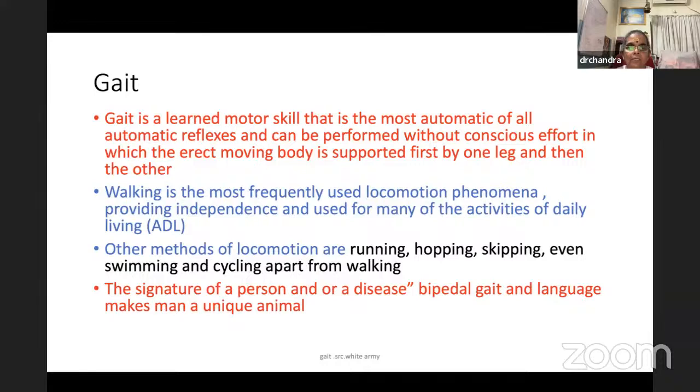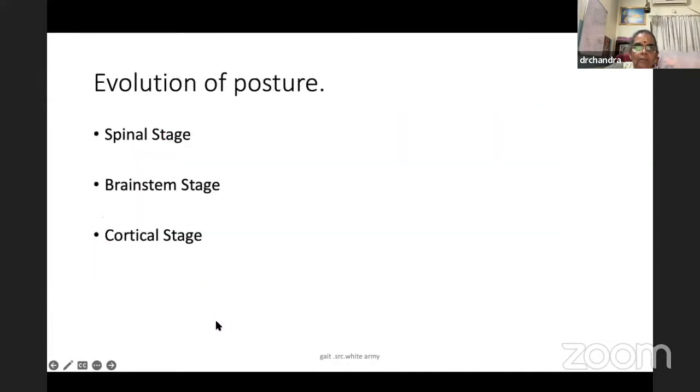Other methods of locomotion are running, hopping, skipping, swimming, cycling. All these are other methods of locomotion. And gait is called the signature of a person or a disease. Bipedal gait and language make man a unique animal. So bipedal gait and language are unique to human beings.